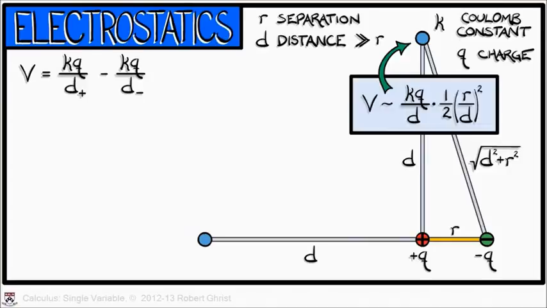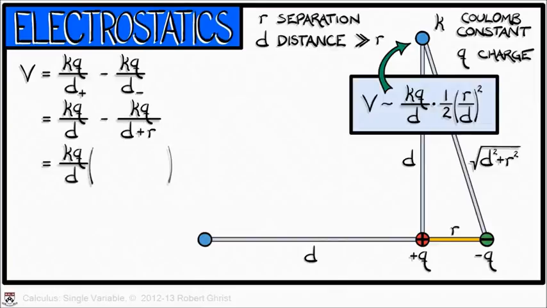Instead of being orthogonal to the dipole, let's look parallel to it. Well, in this case, d plus remains the same. It is this distance, d. But now, d minus is a bit simpler looking. It is d plus r, the separation distance in the dipole.